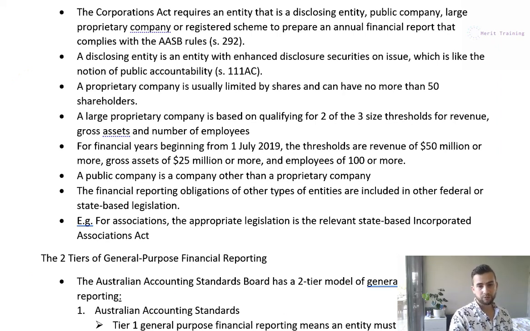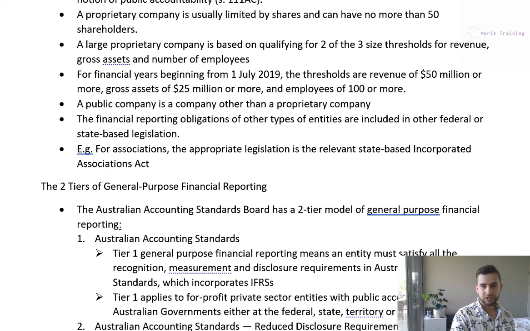The financial reporting obligations of other types of entities are included in other federal or state-based legislation. For associations, the appropriate legislation is the relevant state-based Incorporated Associations Act.